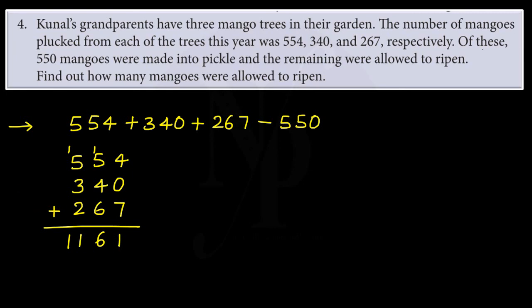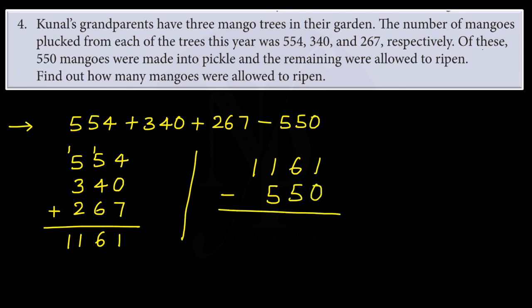So for that we should subtract 550 from the sum. The sum we obtained is 1161. So from this we have to subtract 550. Subtracting 0 from 1 I get 1, subtracting 5 from 6 I get 1, and subtracting 5 from 1 is not possible, we need to regroup. So this will become 0 and this will now become 11. Subtracting 5 from 11 I get 6. 611 is the required answer, and 611 mangoes were allowed to ripen.